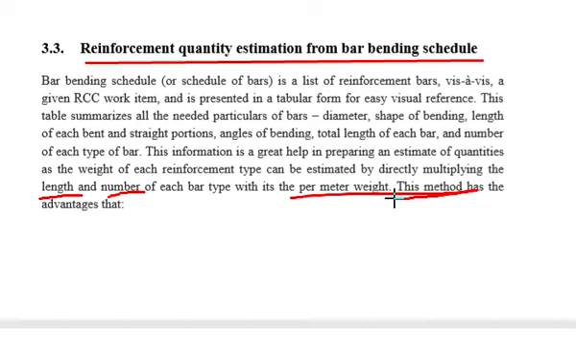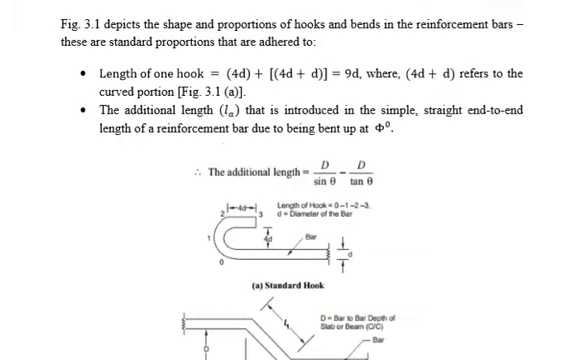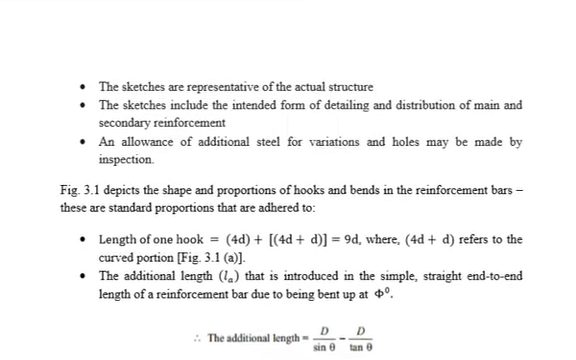As we are all aware, the various steel available in the market is sold per kg, maybe 47, 50, 60, whatever your rate. So that's why you will get RCC steel per kg. Now, what is the advantage of this method?